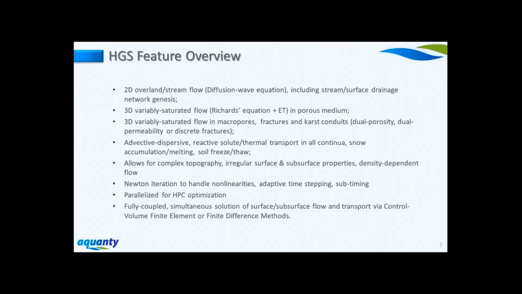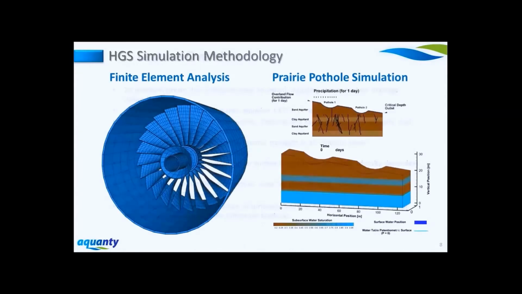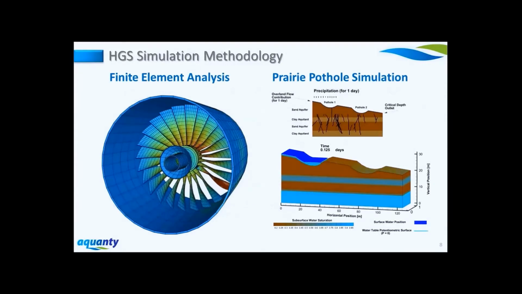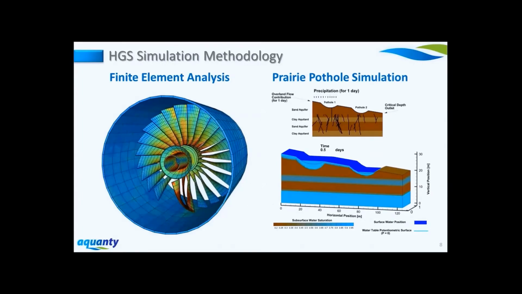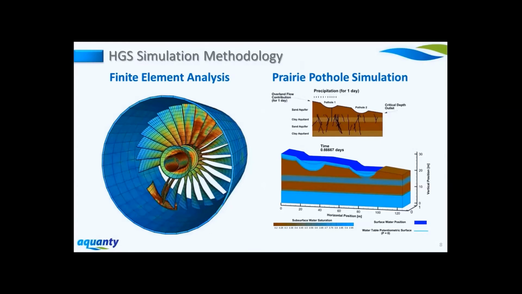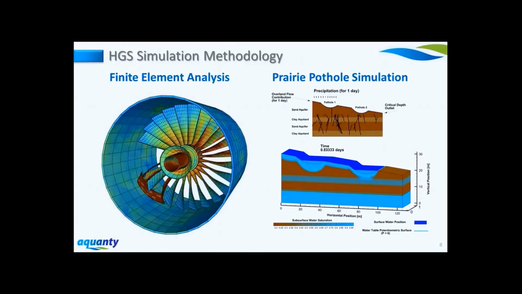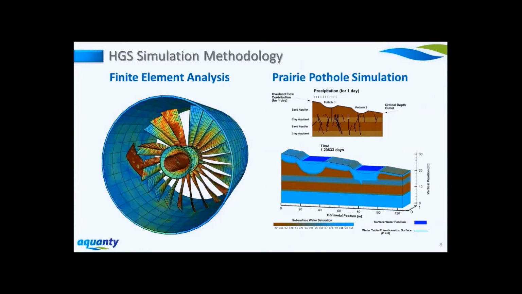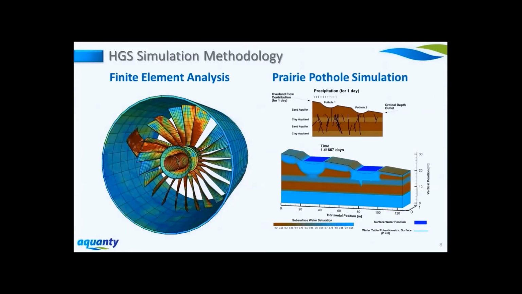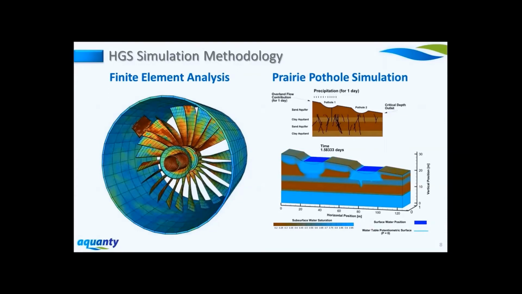So, fully coupled simultaneous solution of the flow and transport equations using a variety of different discretization features and handling irregular meshes. This is just a little bit of an explanation of, I'm sure many of you are familiar with, finite element analysis. The diagram on the left is a jet turbine and calculating stresses. You can see a mesh. Well, it's very similar to what we do in the subsurface.